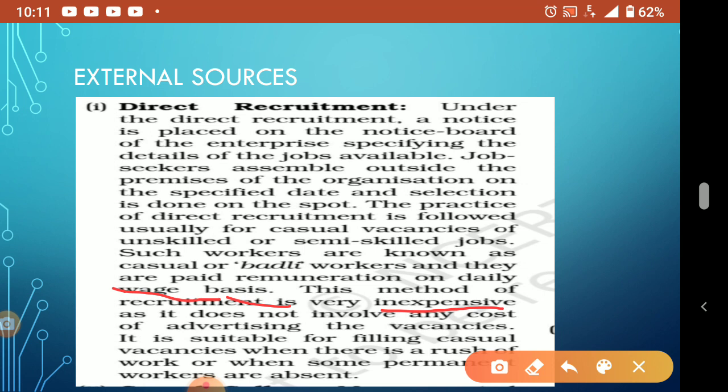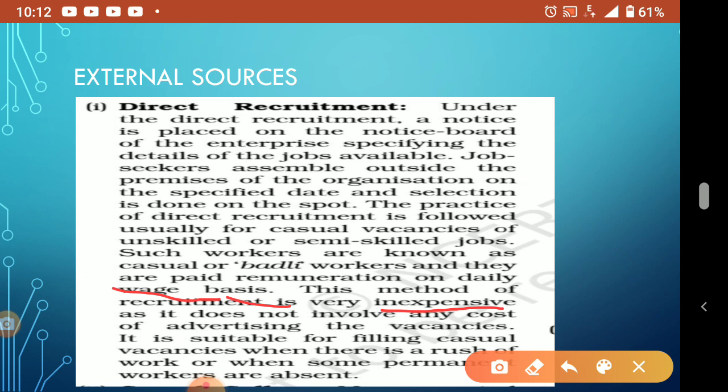So it is suitable for filling casual vacancies when there is a rush of work or when some permanent workers are absent. When there is more work, seasonal work going on, then we need a larger number of employees. Otherwise, inviting applications, applying, selection and all will take so much time.